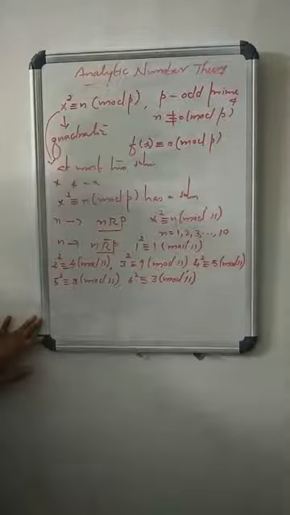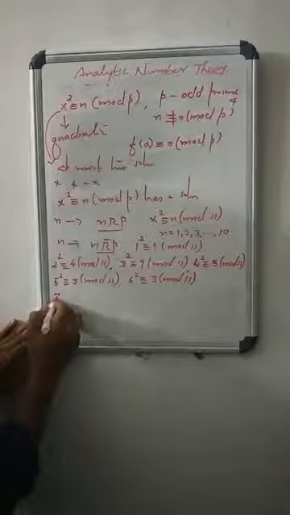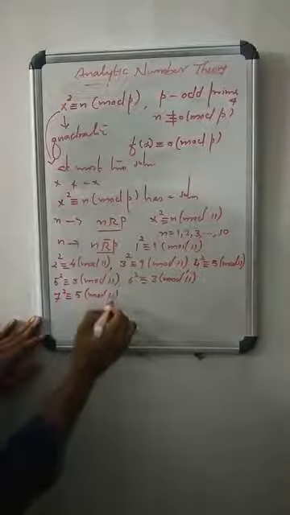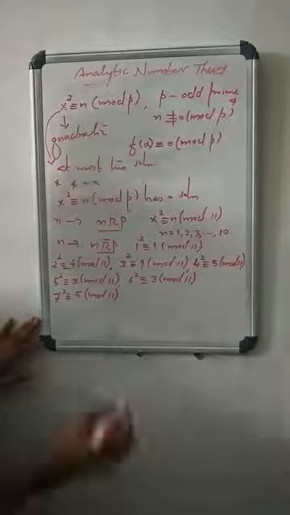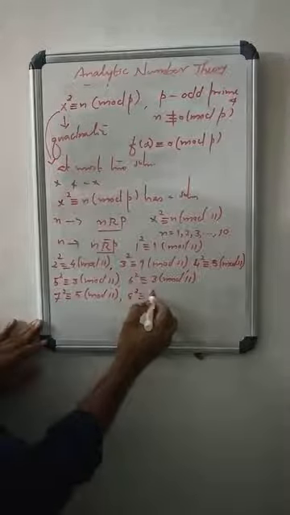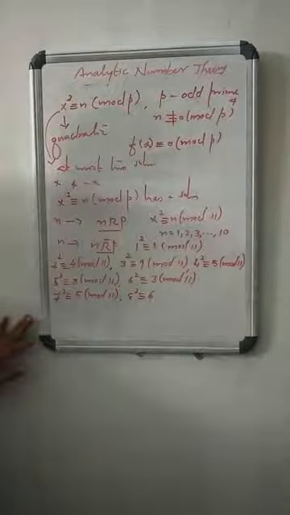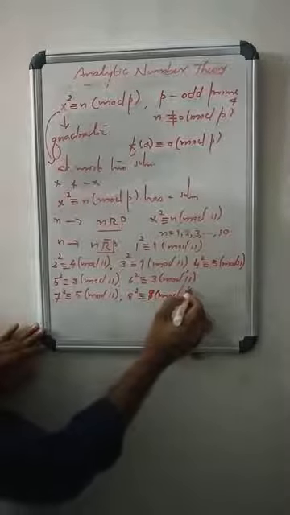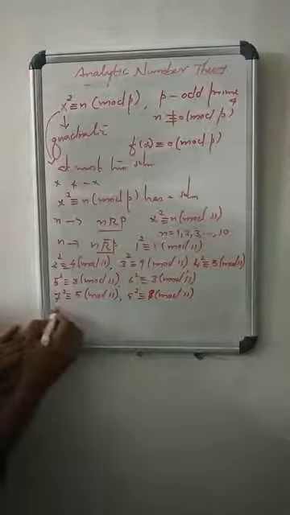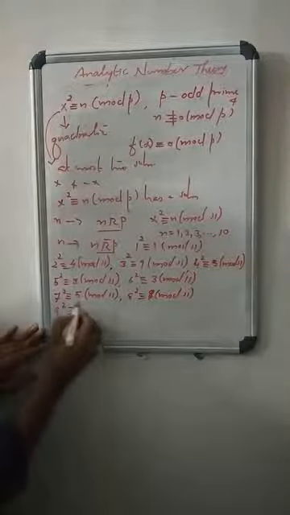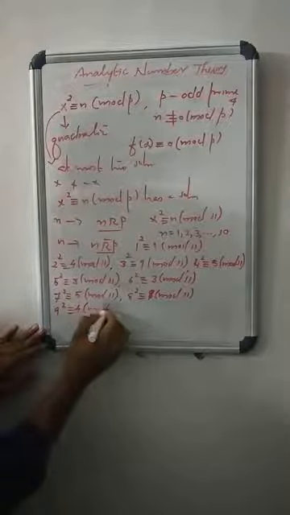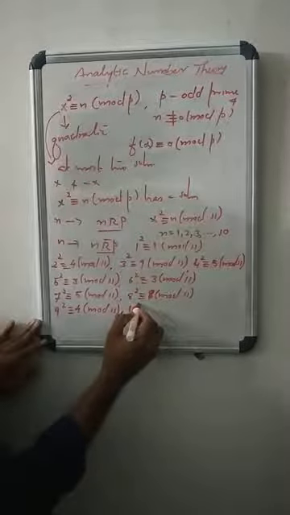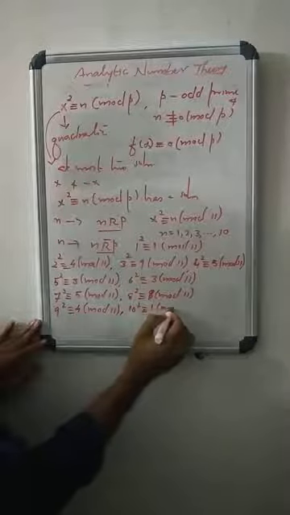7 squared is 49, so 7 squared is congruent to 5 mod 11, since 49 is 44 plus 5 and 44 is a multiple of 11. 8 squared is 64, which is congruent to 9 mod 11. 9 squared is 81, which is congruent to 4 mod 11, since 81 is 77 plus 4 and 77 is a multiple of 11. 10 squared is 100, which is congruent to 1 mod 11.